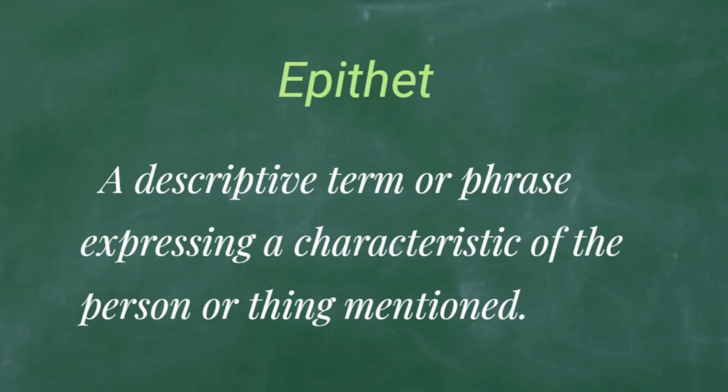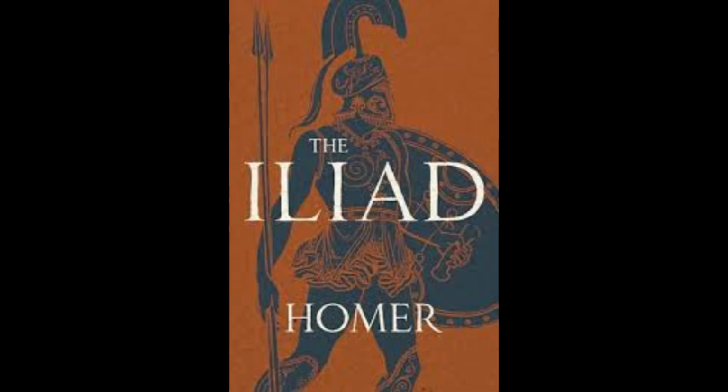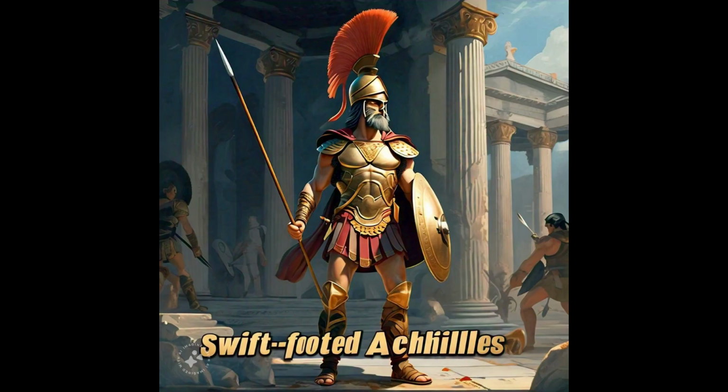Lastly, let's explore epithet. An epithet is a descriptive term or phrase that captures a key characteristic of a person or thing. It's often used to add depth or a poetic quality to writing. For example, in Homer's The Iliad, the phrase "swift-footed Achilles" is an epithet. It describes Achilles by highlighting his speed and agility, which are defining traits of his character in the epic.